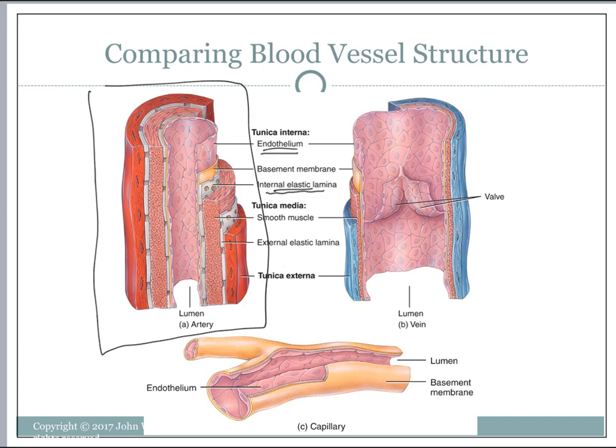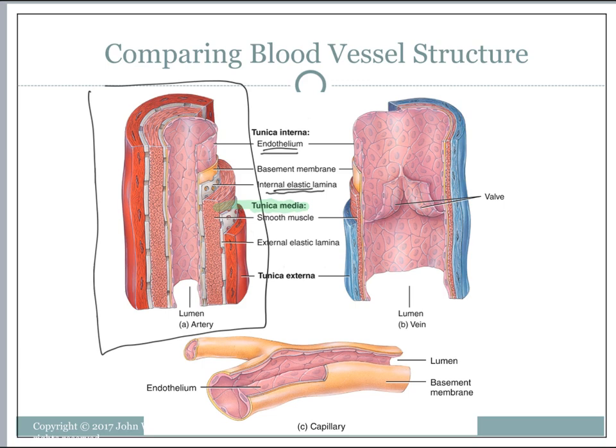Now the middle layer, tunica media. I'm going to highlight this one because this is special for arteries. Now in arteries, this is the thickest, or tends to be the thickest layer. It's primarily smooth muscle, and the reason why it's smooth muscle is because it's going to provide support for these arteries by allowing it to change vessel diameter. This ultimately is going to regulate blood flow and blood pressure.